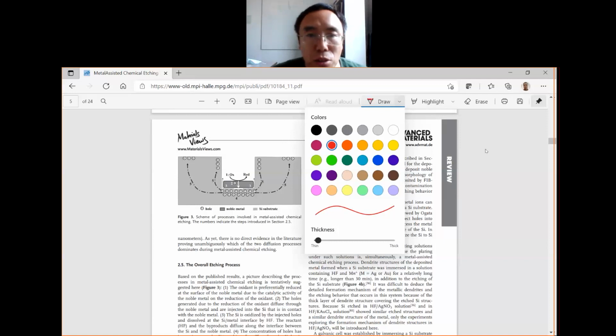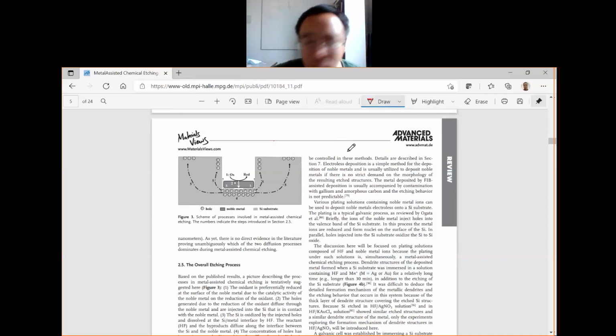The noble metals include gold, silver, platinum, and palladium. All those metals can be used as a catalyst. But gold is the best because gold is chemically stable, so gold will not be etched away. If we use silver, the silver will shrink because silver will be etched away by the HF. So we have HF, which will attack silver, but HF will not attack gold. So normally we use gold as the catalyst.